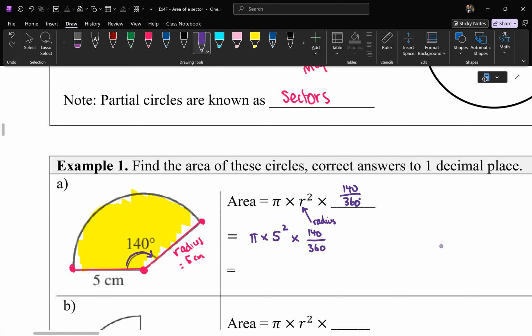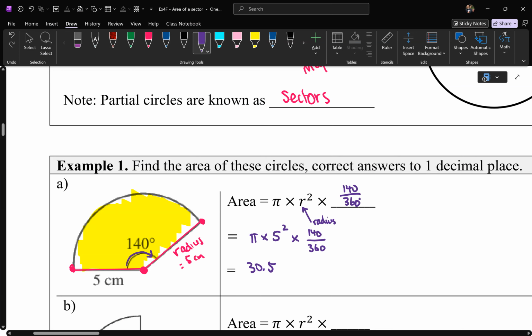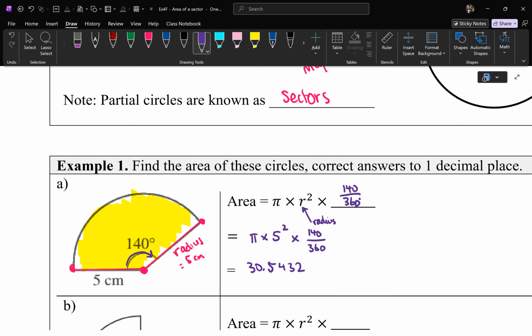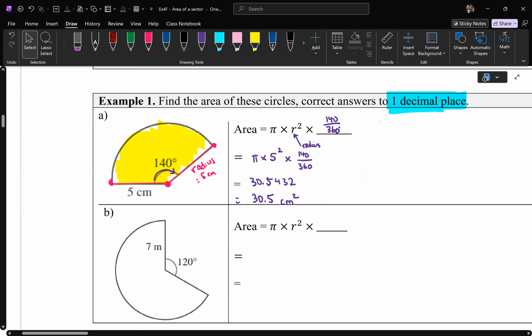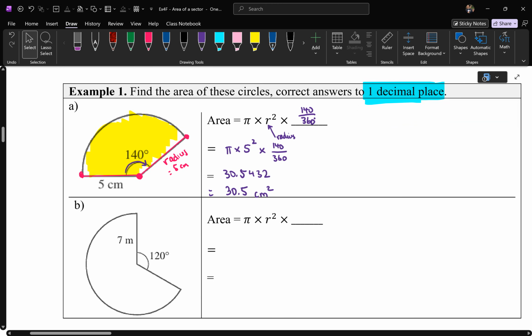Yeah? So 30.5, what was it again? 5432. But the question says 1 decimal place. Good. 30.5, and we're not done yet. What am I missing? Squared centimeters. Very good. Next problem. Let's do the same thing.